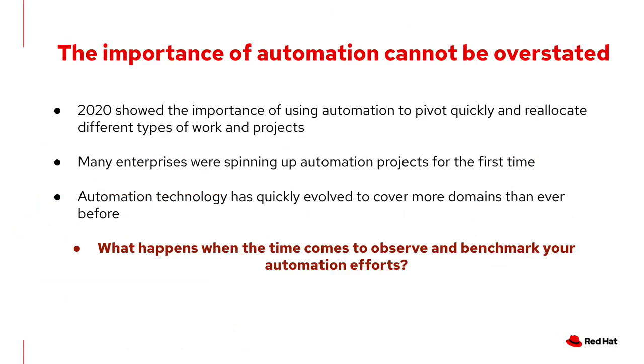With all of the changes to the way business was done for all sorts of companies, 2020 was a really important year for automation. Teams of different sizes and all sorts of different industries started using automation for the first time in order to quickly pivot their businesses and reallocate the types of work and projects they were doing to what was most important. Automation technology has evolved significantly over the past few years to include domains of automation that were either not included or were super difficult to approach.